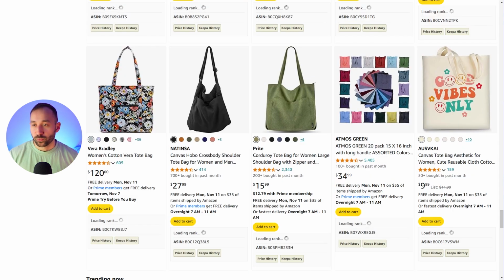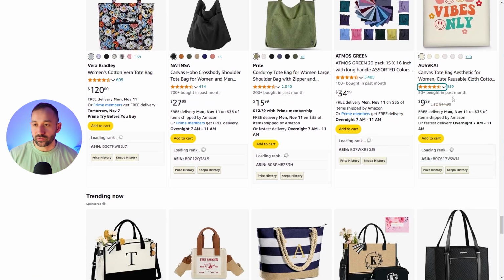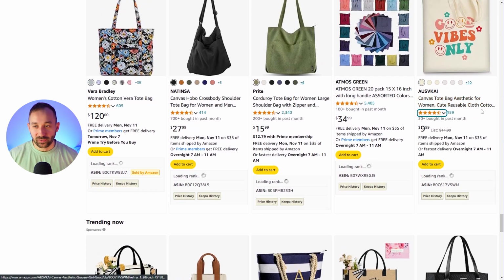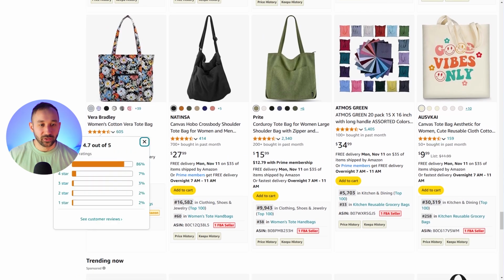Okay, that's the first one with text and kind of that groovy style. Also decent ratings right here, but 50 plus. It's not amazing. We have seen better ones for sure. Another floral pattern right here with a ton of reviews, but that's also super expensive.